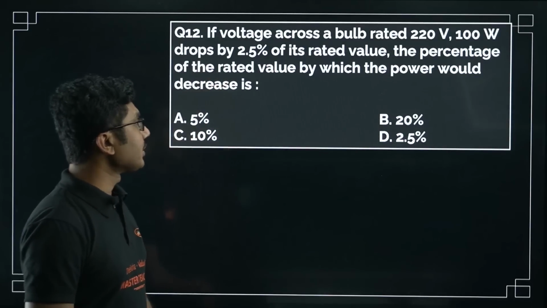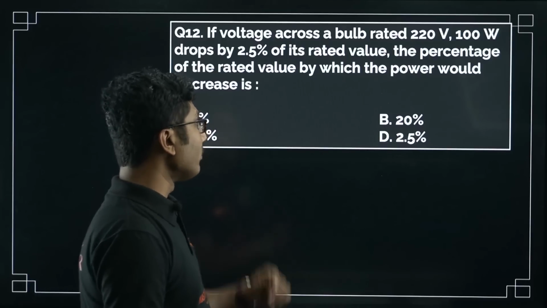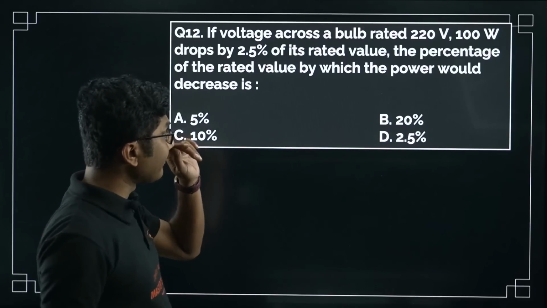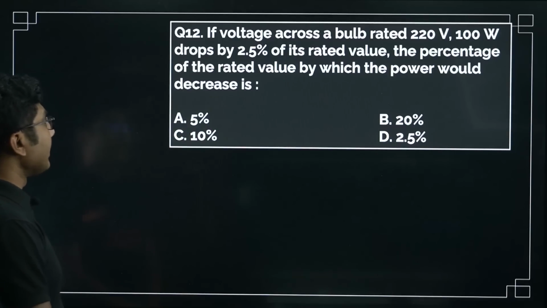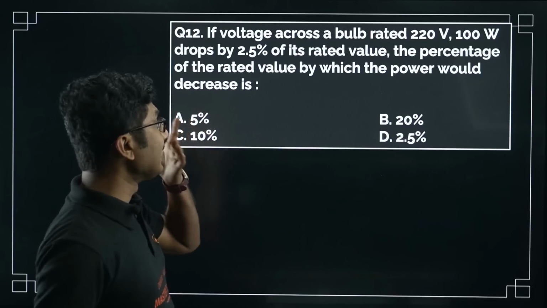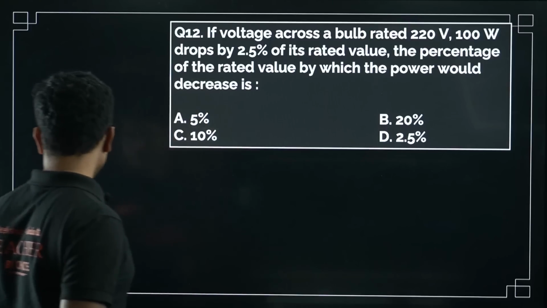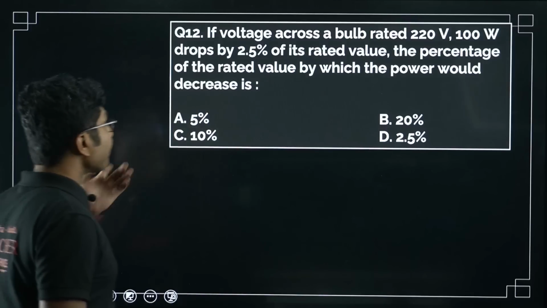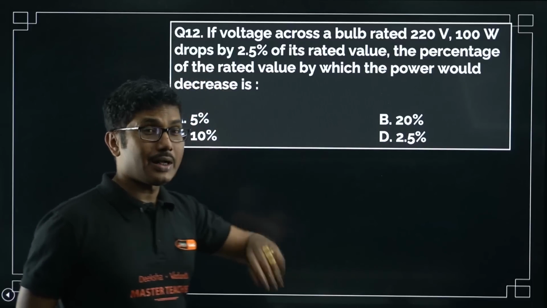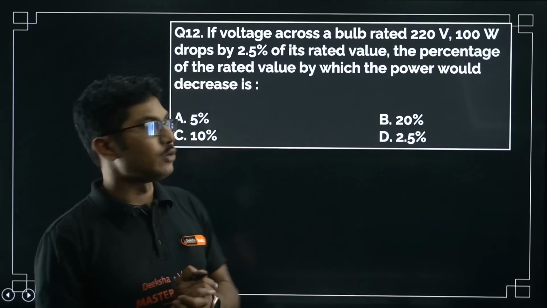So let's see question number 12. If voltage across a bulb rated 220 volt 100 watt drops by 2.5% of its rated value, the percentage of the rated value by which the power would decrease. So here the power rating of the bulb is given, 220 volt and 100 watt, and you are also given that the voltage drops by 2.5%.